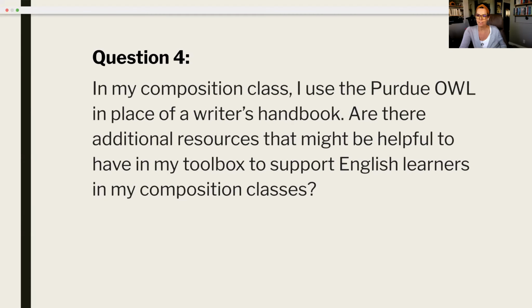In my composition class, I use the Purdue OWL in place of a writer's handbook. Are there additional resources that might be helpful to have in my toolbox for English learners in my composition classes? And I will ask Rebecca to answer this one.